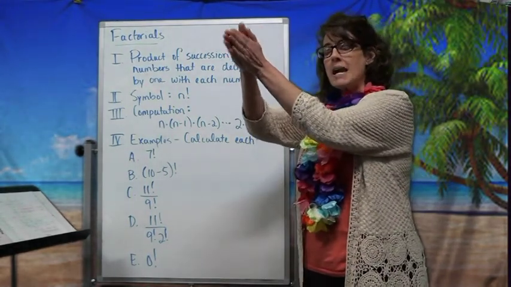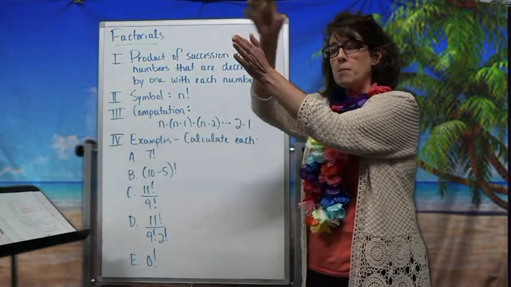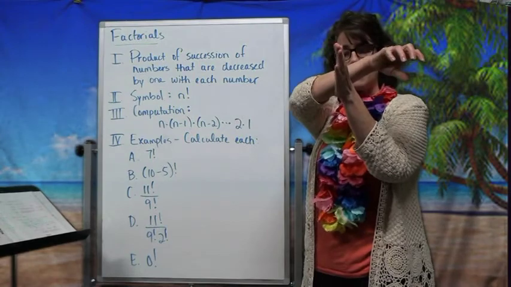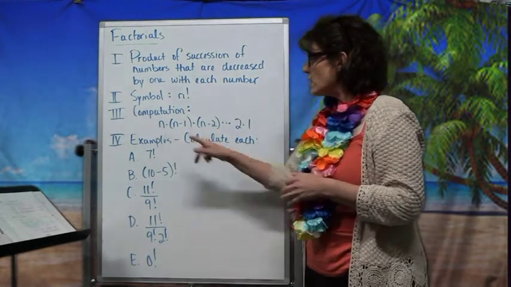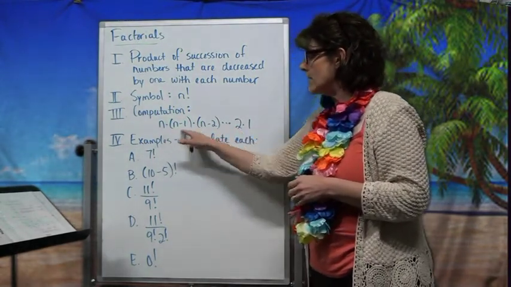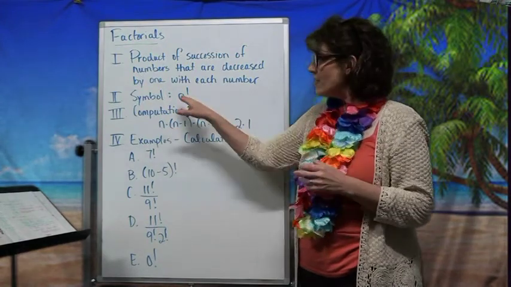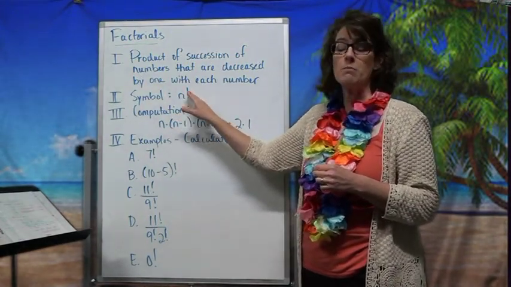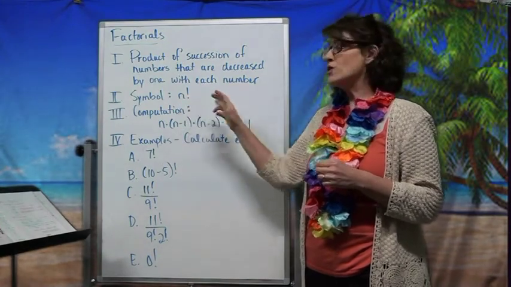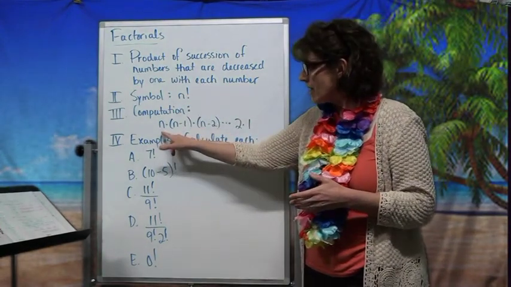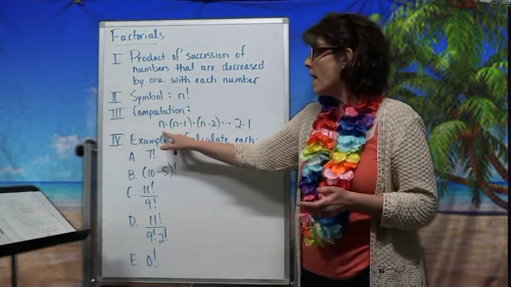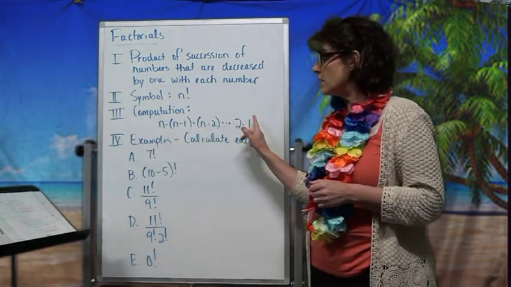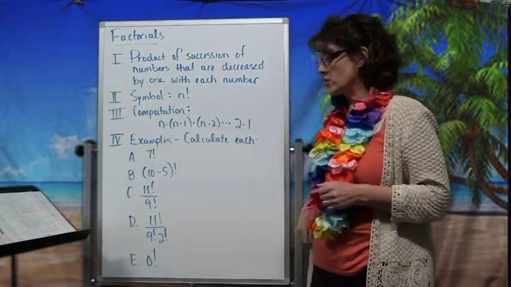But what I'm going to do is take that number and subtract 1 from it to get the next number, subtract 1 from that to get the next number, subtract 1 from that to get the next number, and so on and so forth. So that's what you see right here. When I see this symbol, N exclamation point, it means N factorial. And factorial, like I said, means I'm going to take that N, whatever that number may be, subtract 1 from it, and then subtract 1 again, and continue to do that, and then multiply all those together.